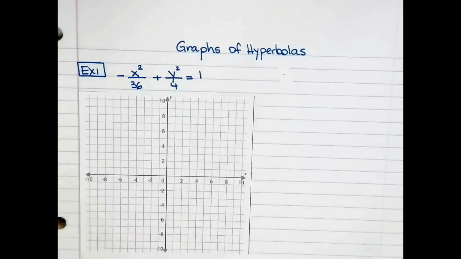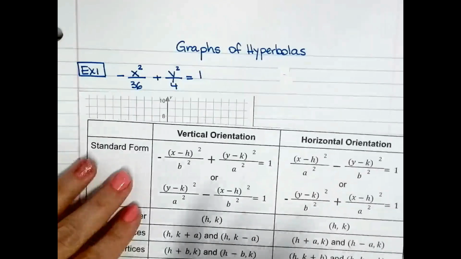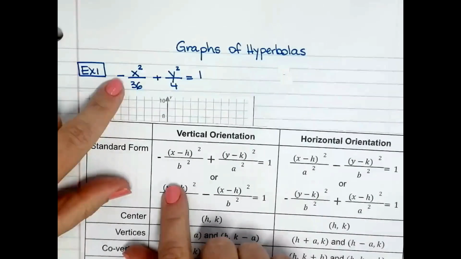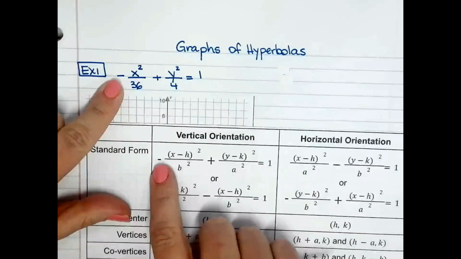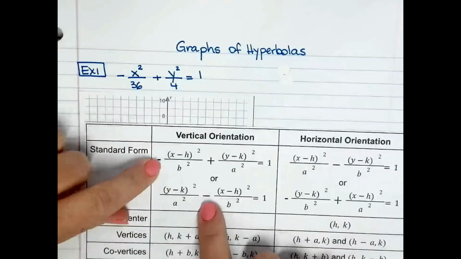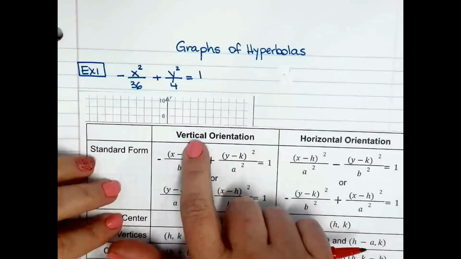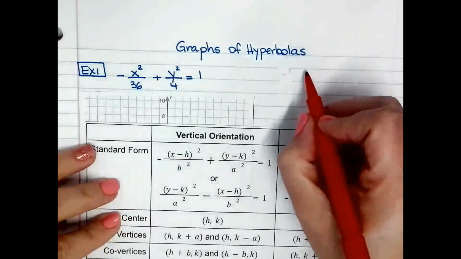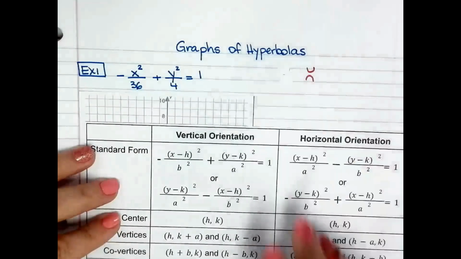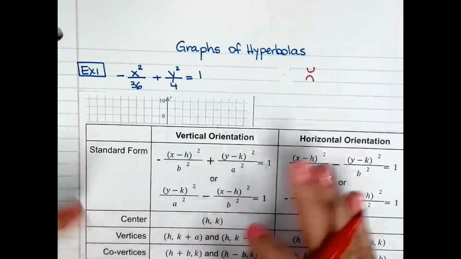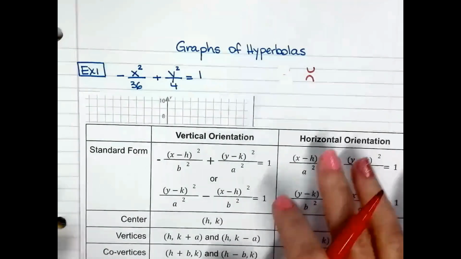to side. So I have my cheat sheet from the other day, and I know that the negative is in front of x squared. So when the negative is in front of x squared, I know the hyperbola is vertical. When it's vertical, it opens up and down. Okay, so I know in the end the hyperbola is going to look something like that.